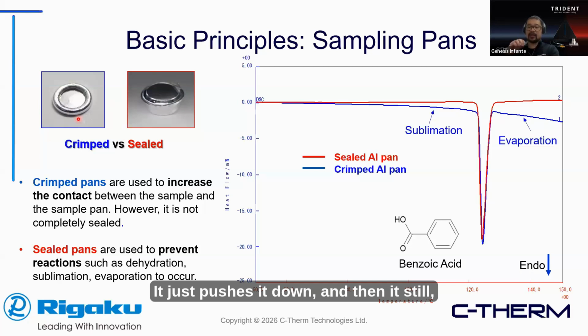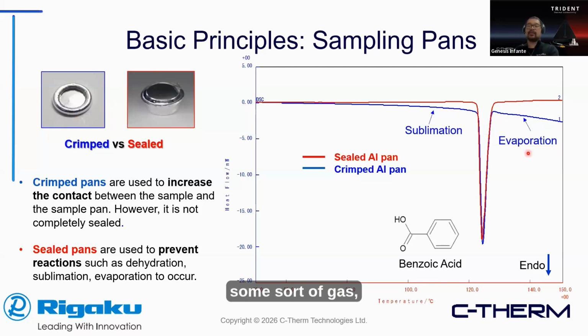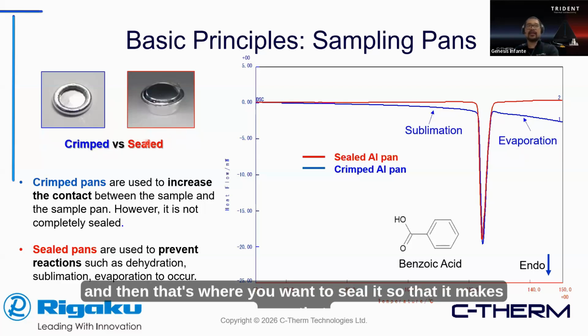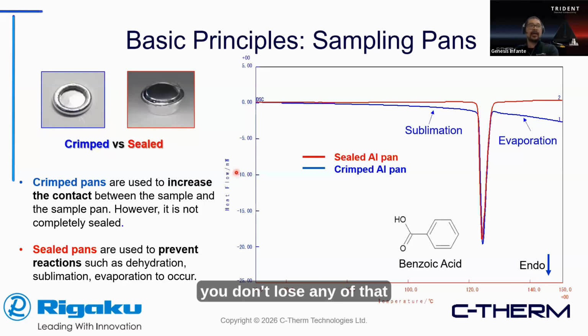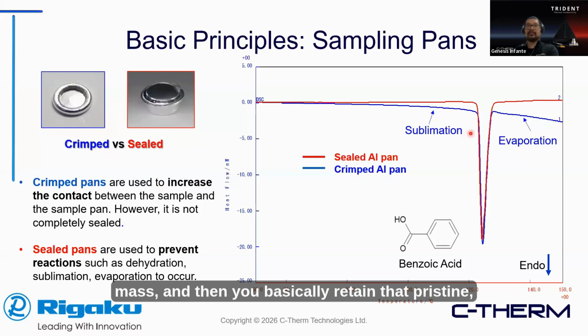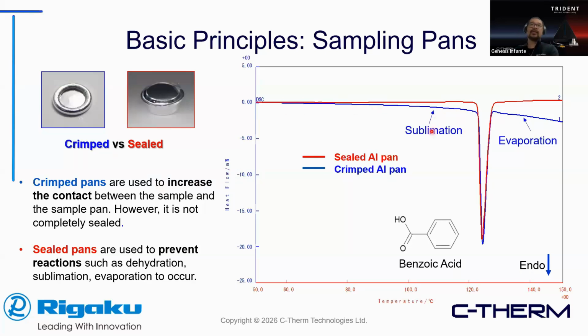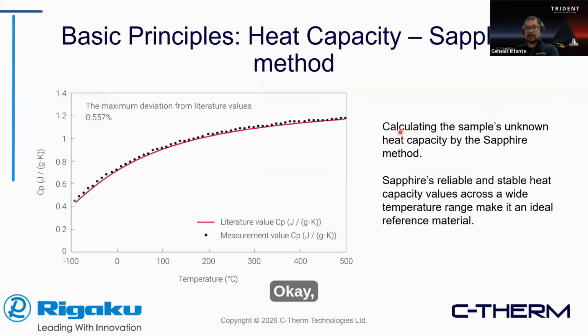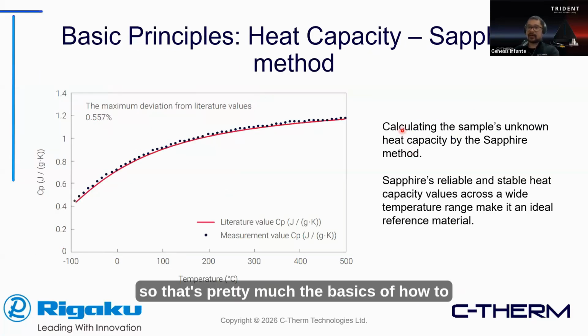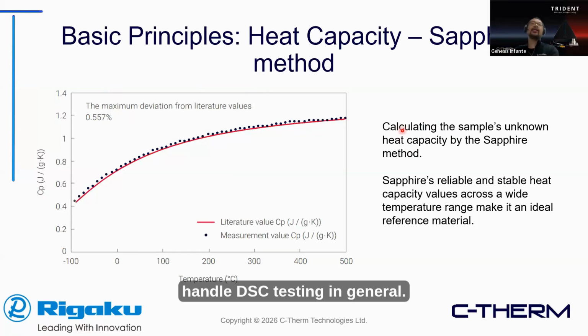It just pushes it down, and if there is a mass loss through some sort of evolved gas event, you'll lose some of that mass. That's where you want to seal it, so that you don't lose any of that mass and you retain that pristine flat baseline. Okay, so that's pretty much the basics of how to handle DSC testing in general.